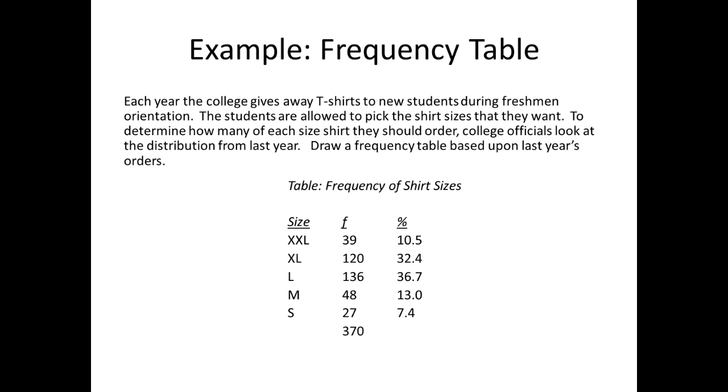Notice a couple of things. First of all, I've taken the categories in size and reordered them a little bit so that the largest is on top and small is on the bottom. I added up the frequency of t-shirts, so it turns out that we had 370 t-shirts in all, and I've divided the frequency in each row by that total. So large is the most popular t-shirt size, and notice that 136 t-shirts represented 36.7% of the total.